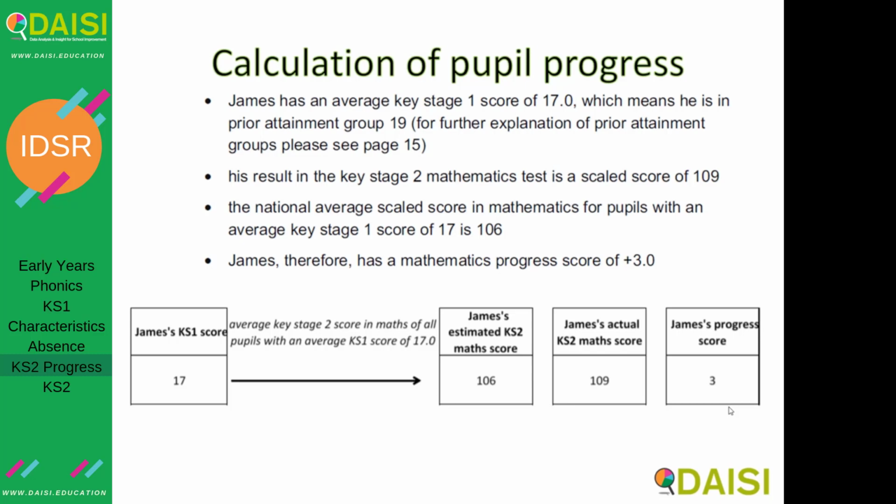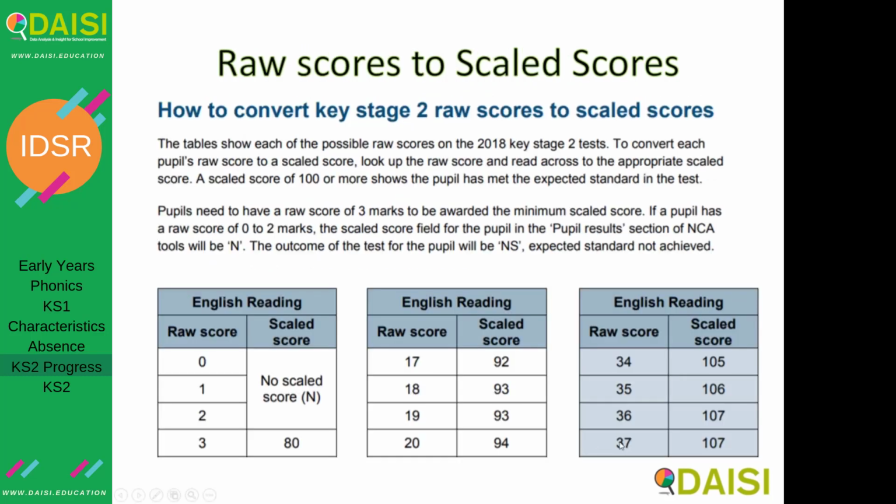There may be a few things to explain from this. How are average Key Stage 1 scores calculated? What are these prior attainment groups? What are estimated Key Stage 2 maths scores? And just how is everything calculated? So we'll start at the beginning with scaled scores.